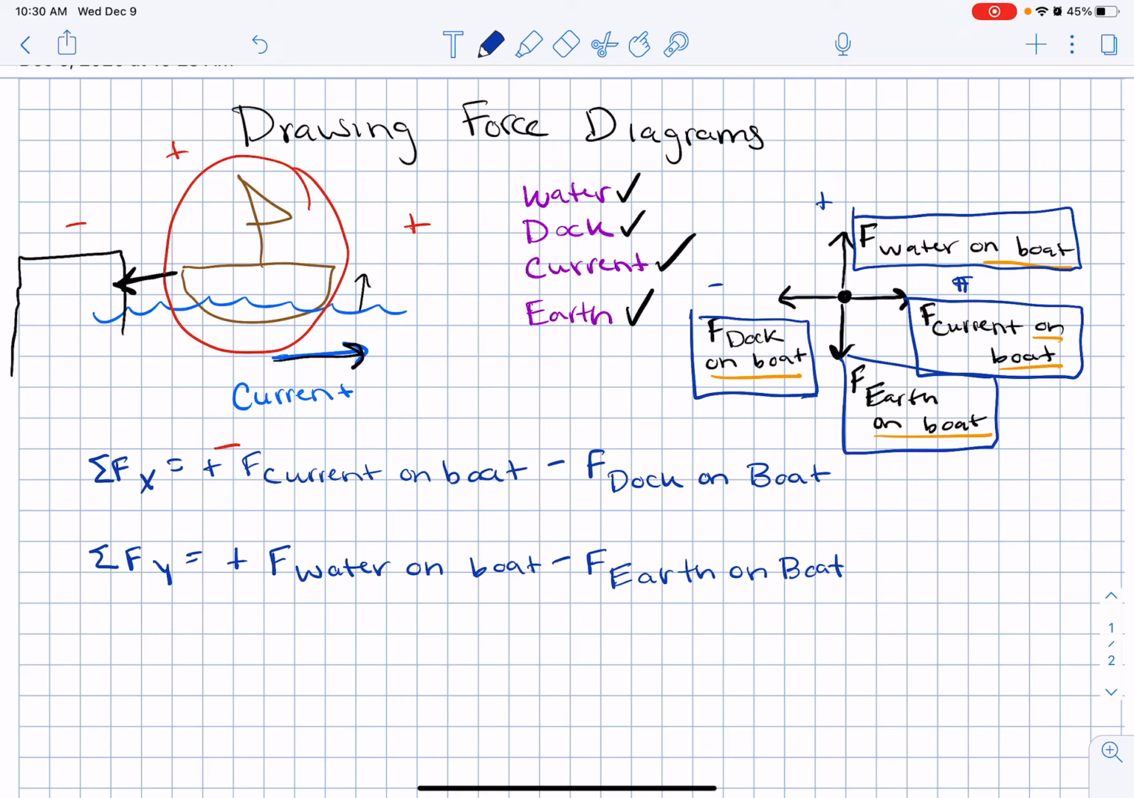So first I drew a sketch of my situation. I listed my variables. Then for each variable, I drew an arrow to represent the force that it exerts. I added my positives and negatives. And then when I noticed that there are horizontal and vertical forces, I wrote a sum of the forces for the horizontal direction and for the vertical direction, making sure that my positives and negatives were correct.